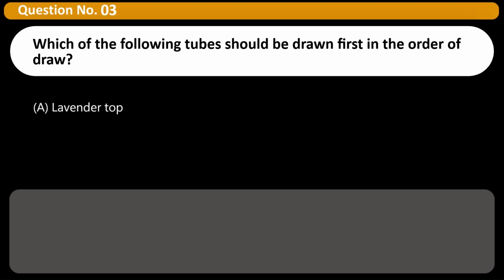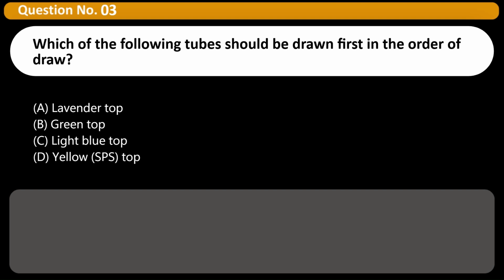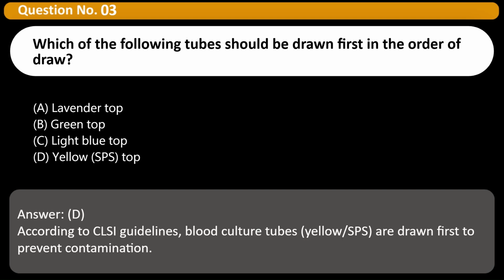Which of the following tubes should be drawn first in the order of draw? A. Lavender top. B. Green top. C. Light blue top. D. Yellow, SPS, top. Answer: D. According to CLSI guidelines, blood culture tubes, yellow/SPS, are drawn first to prevent contamination.